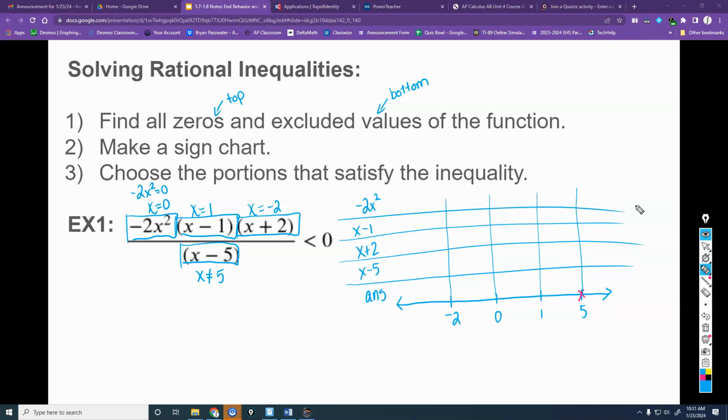And so if we look at our chart, we're going to do just like we did with polynomials. We're going to go across. X squared is always positive. But what happens when you multiply it by negative 2? It goes back to negative. So you're going to get negatives all the way across on that one.